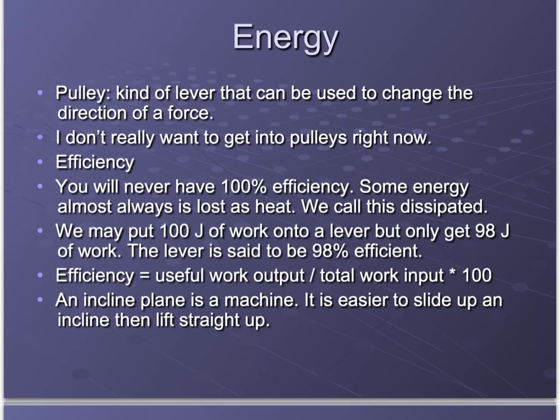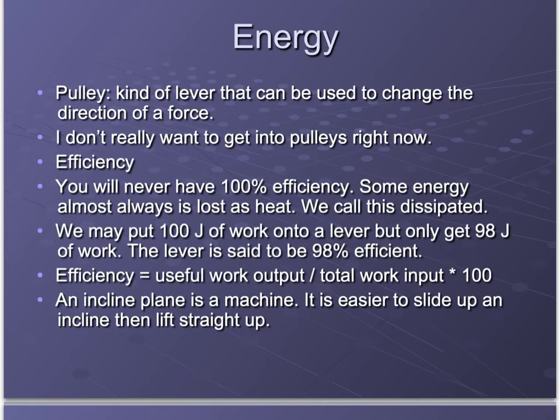Okay, efficiency. You will never have 100% efficiency in anything that we do. Some energy is always lost as heat, and heat is a type of energy. We call this dissipated. We may put 100 joules of work onto a lever, but only get 98 joules of work out of it. The lever is said to be 98% efficient. So efficiency equals the useful work output divided by the total work input, multiplied by 100.